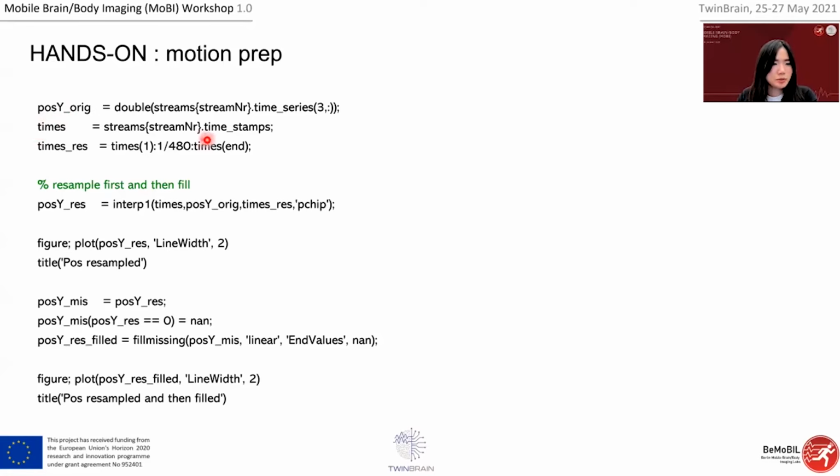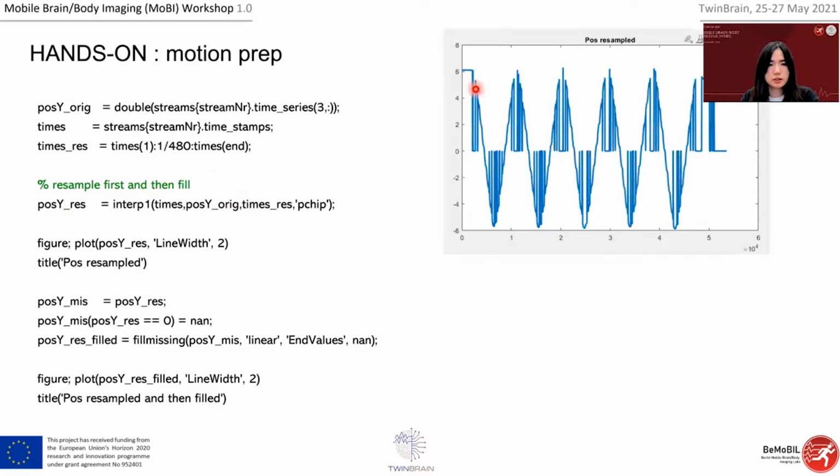So the times are the raw timestamps from the XDF file. And then times rest is the newly constructed query points. We're going to resample the stream to these new time points so that they have regular intervals. First, we're going to try resampling using this interp1 function, which is also the basis of the filter resample function, so you're actually doing the same kind of resampling.